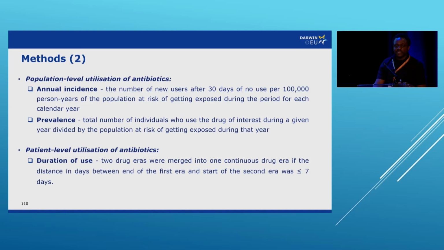So just a bit of insight on the methods. It's done at 2 levels, the population level and the patient level. For the population level, we looked at annual incidence, calculated as the number of new users after 30 years of no use per 100,000 person years of the population at risk of getting exposed during the calendar year. For the patient level estimation, we looked at the duration of use, and if there are 2 drug eras, they are merged into one if the distance between them was less than 7 days.